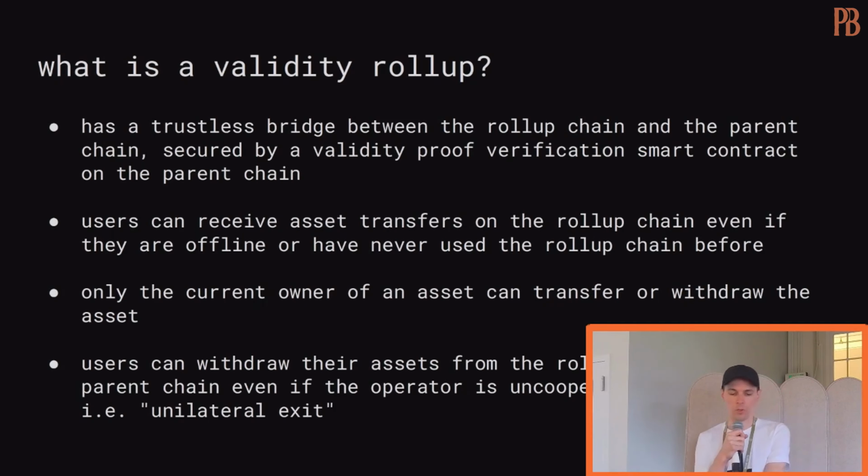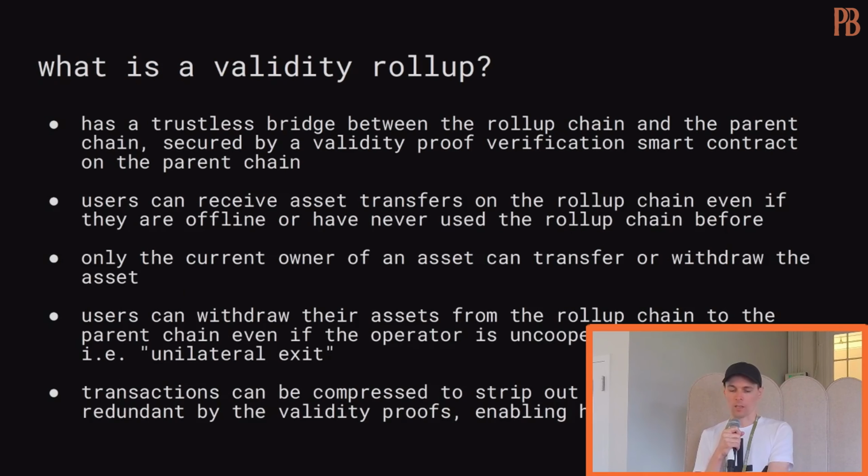And typically, users can also withdraw their assets from the rollup chain to the parent chain, even if the operator of the rollup is uncooperative, meaning that users have the ability to unilaterally exit the chain. The way they typically do this is they go to that smart contract on layer 1, the parent chain, and they supply a cryptographic proof to that smart contract that they own these assets in the rollup and they want to get them out. The smart contract has the ability to verify that proof and give the user their funds, even if the rollup chain itself is halted.